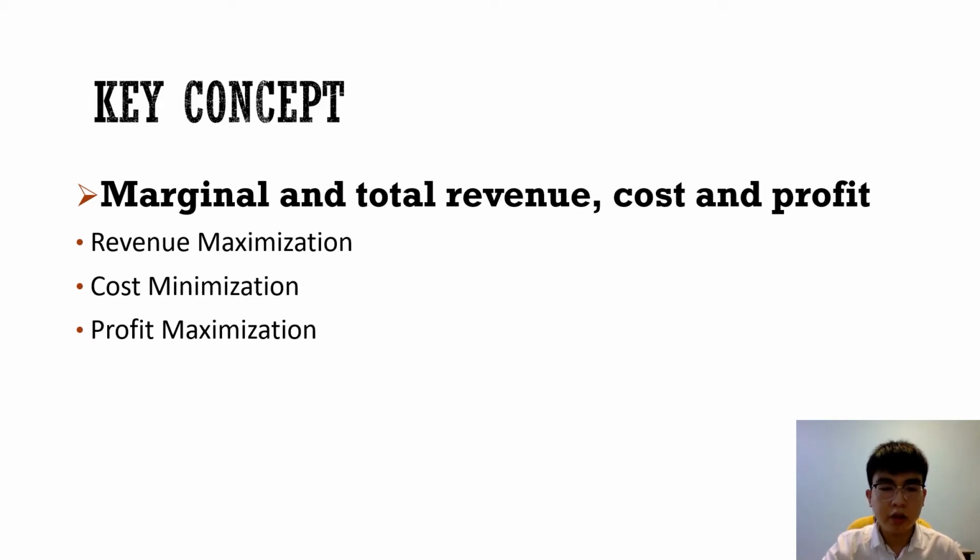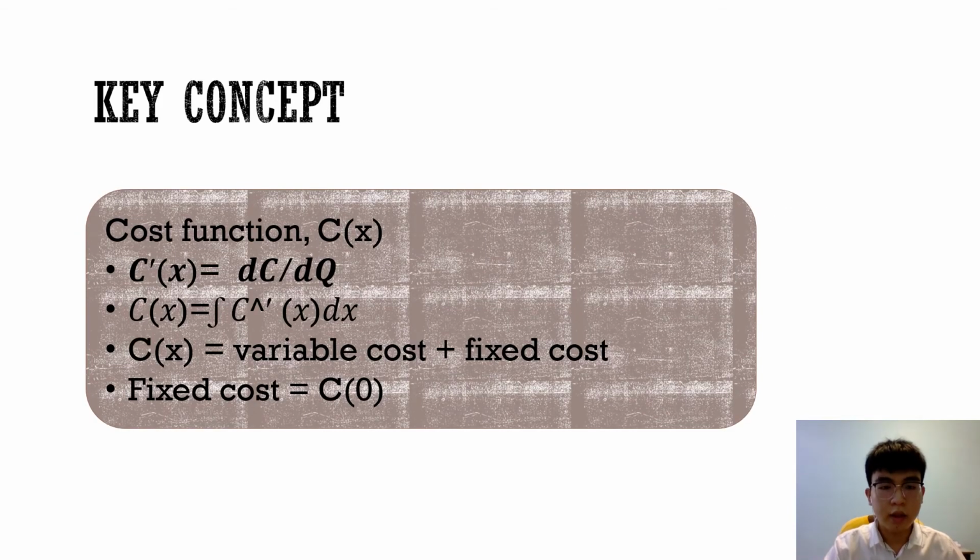The key concept in this video is the marginal and total revenue, cost and profit. C(x) is the cost function. It's the cost of producing Q units of a certain product. Then, the marginal cost is the rate of change of C with respect to the quantity Q. In other words, the marginal cost function is the derivative C'(x) of the cost function. C(x) is the variable cost plus the fixed cost, and the fixed cost is also C0.